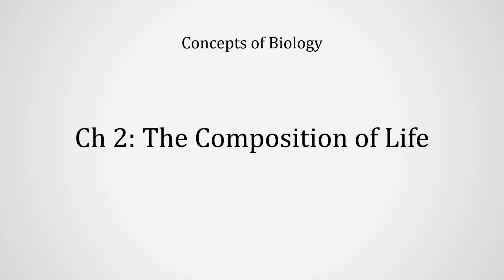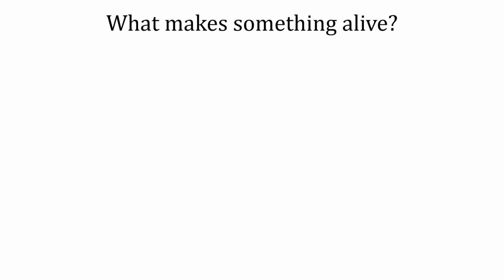In this chapter, we dive into the building blocks from which life is formed, and we also talk about some of the characteristics of living things. To start, what are the things that make something alive? There's a lot of different attributes here, but I've included three of some of the bigger ones. The first is that living things are able to maintain what's known as homeostasis.